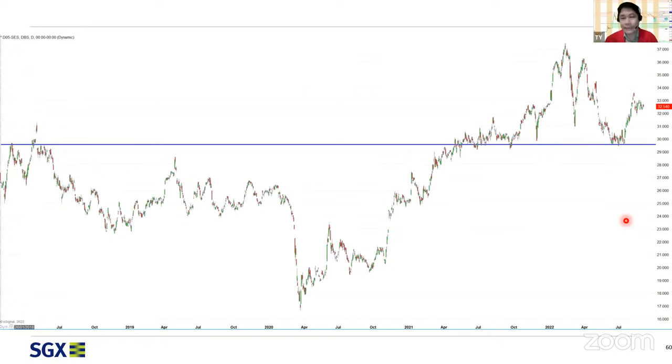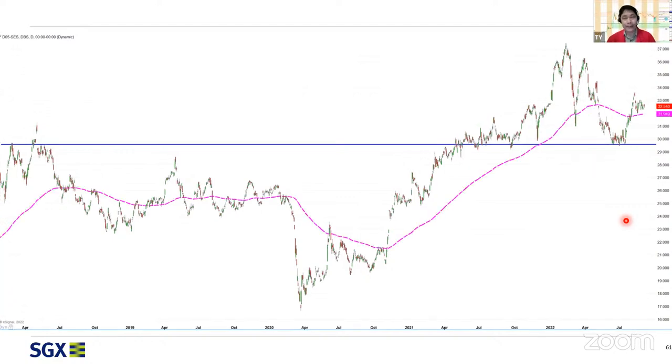What do you need to do next? Plot in the 200 EMA, all right? So you can see that the DBS actually mirrors the STI quite a bit. Not surprisingly, because the STI is heavily made up of the three banks and Singtel. They make up about 50% of the STI. So therefore, the movement of the three banks and Singtel would basically form the movement of the STI.